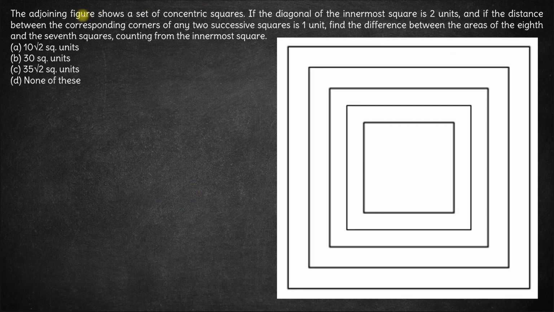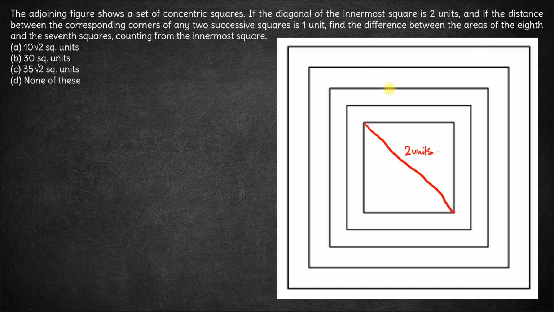Hi, here we have the adjoining figure shows a set of concentric squares. If the diagonal of the innermost square is 2 units and if the distance between the corresponding corners of any two successive squares is 1 unit. Okay, so it's given that the diagonal of the innermost square is, this is the diagonal and this is 2 units. This diagonal is 2 units.